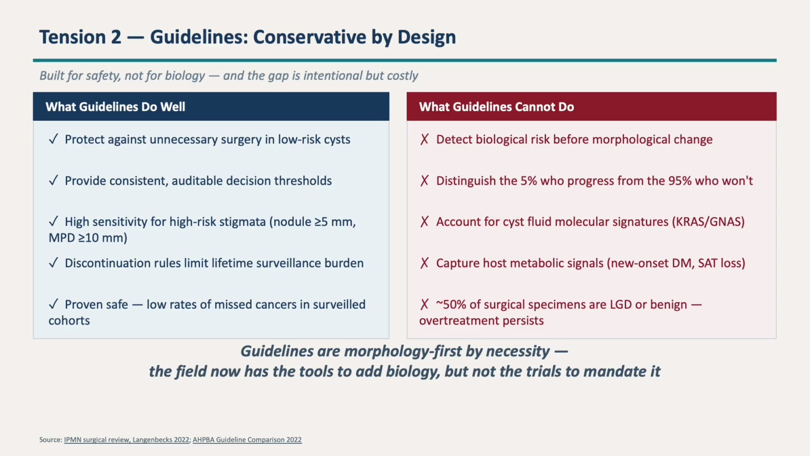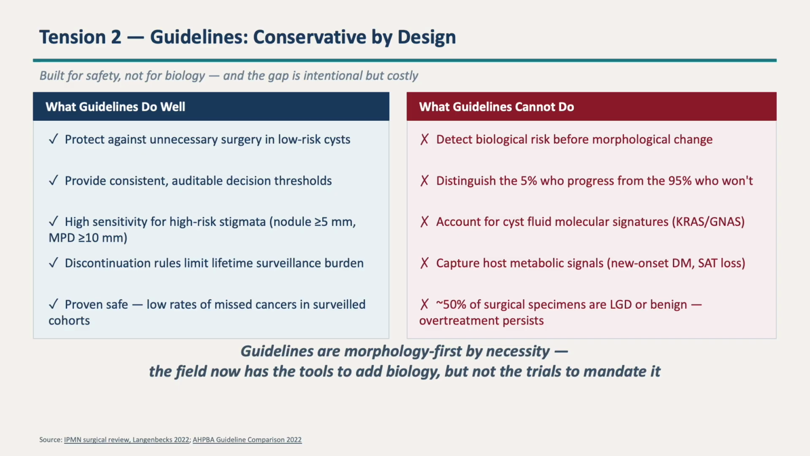What the guidelines cannot do is detect biological risk before morphological change. That will require some invasive procedures. Distinguish the 5% who progress from the 95% who don't. Account for cyst fluid molecular signatures, because without the cyst fluid, you can't do that. And again, there are some host metabolic signatures that are now being considered, and obviously the guidelines are not there yet. And the problem of overtreatment.